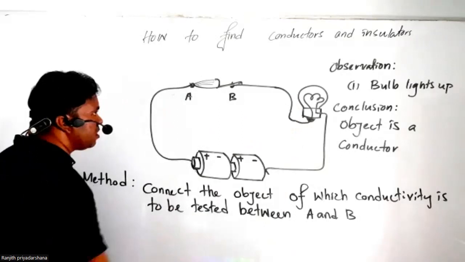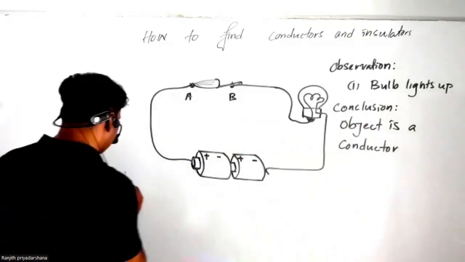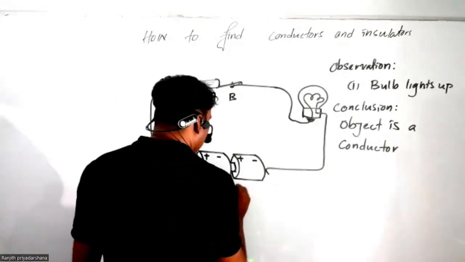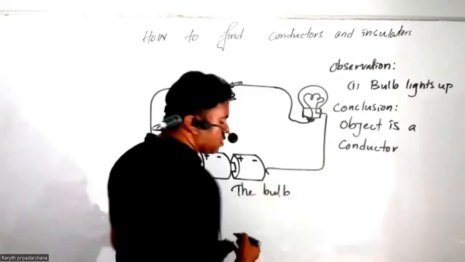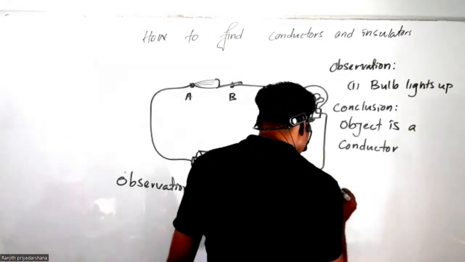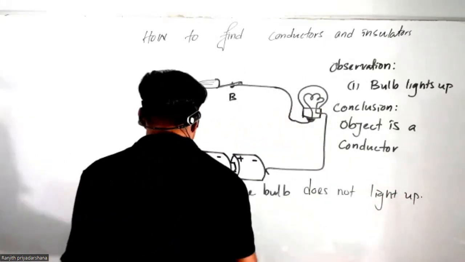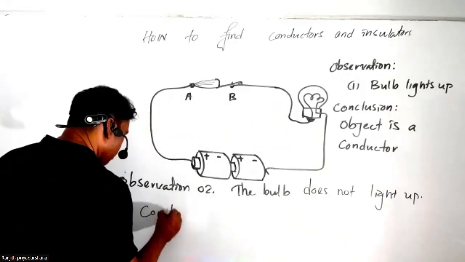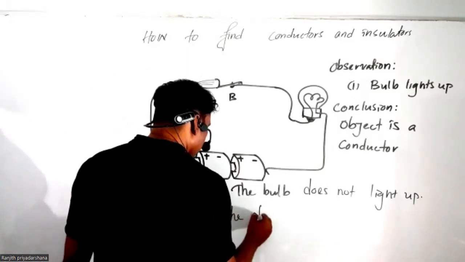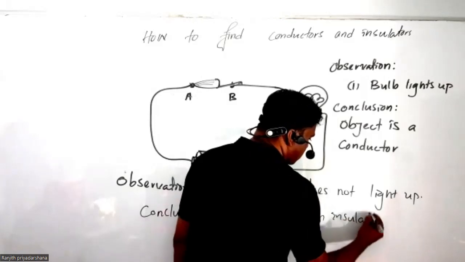Okay, your observation 2. What's your observation 2? The bulb doesn't light up. Good. Observation 2, the bulb does not light up. Yes, what's your conclusion? The object is an insulator.